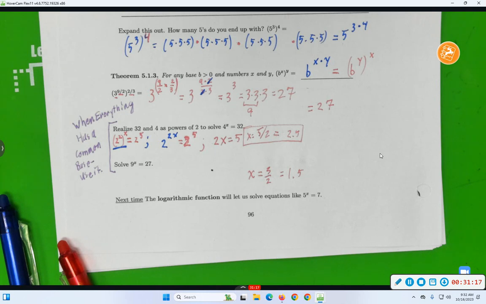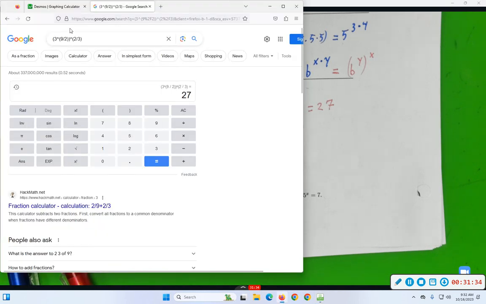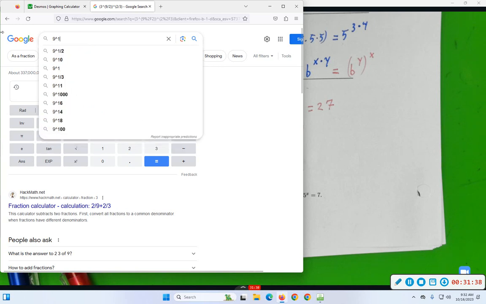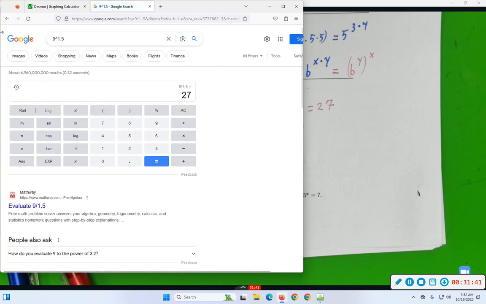Well, then maybe instead of talking through it, let's think about how you might check that. What's some stuff you could do to check that? Let's plug that in for the x, see what we get. 9 raised to the power 1.5 had better be 27. Cool, so that checks out.